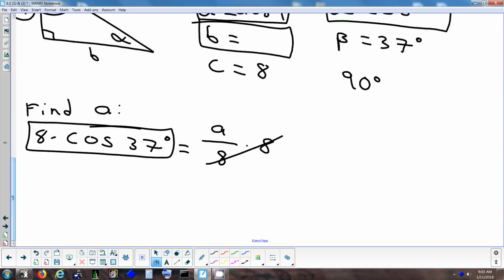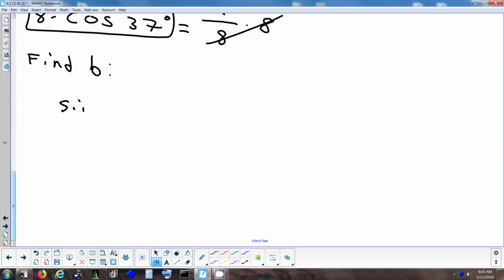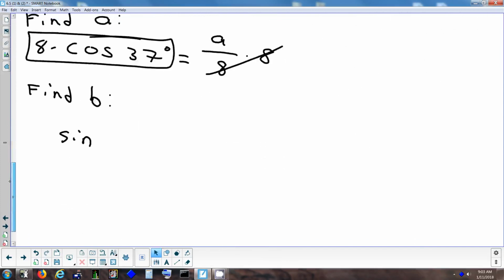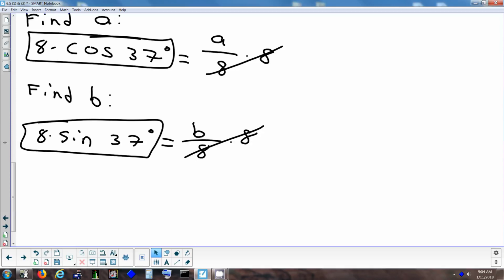So let's find B exactly the way Rebecca just said. So she said to use sine, okay, because now we're dealing with this angle, this side, and that side. So focus on what's in red. B is opposite. 8 is still the hypotenuse. So sine of 37 equals opposite over hypotenuse. And it turns out the variable's in the top again. That doesn't always happen. If hypotenuse was a variable, it could be in the bottom. But we multiply both sides by 8. And then type it in and see what we get.